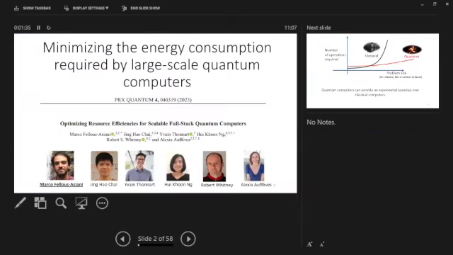So I will begin by talking about this scientific paper, which explains how we can minimize the energy consumption of quantum computers. At the same time, it will also be very instructive to understand how a quantum computer uses energy and how we can define an energy cost for a computation.